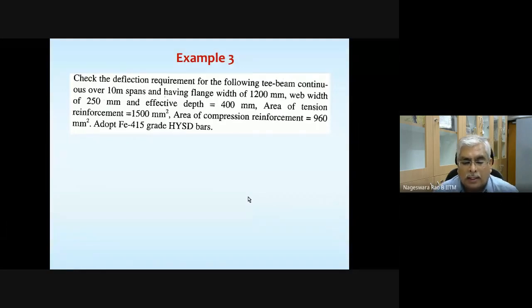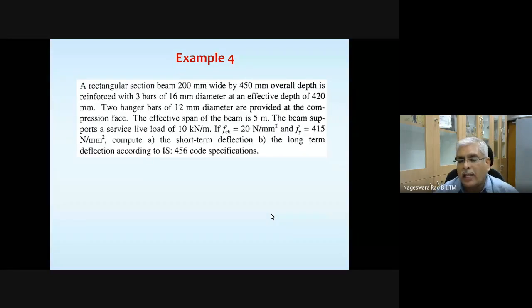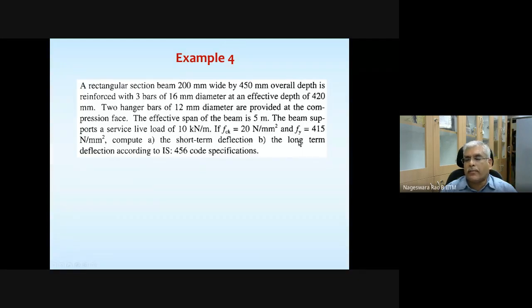So this is how you will be proceeding and checking. Once you say your design is complete, you also need to do these checks. In tomorrow's class, we'll learn how to do the exact calculation of deflection, making use of Annexure C of IS 456, both the short-term deflection as well as long-term deflection.